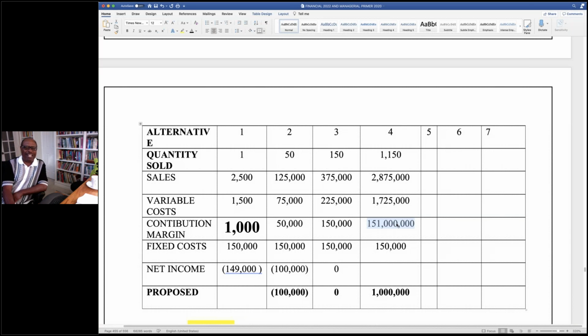1,150,000. 1,150,000. Back down, cost. We get $1 million. I'm not getting that number. How did y'all get that number on the quantity?